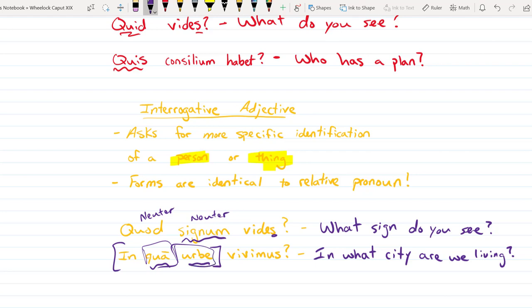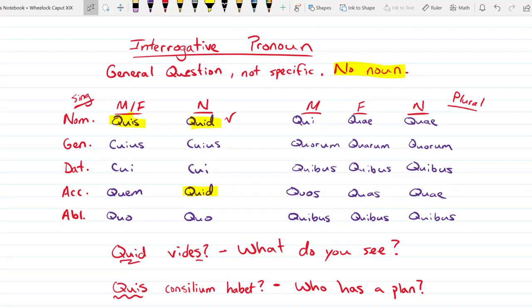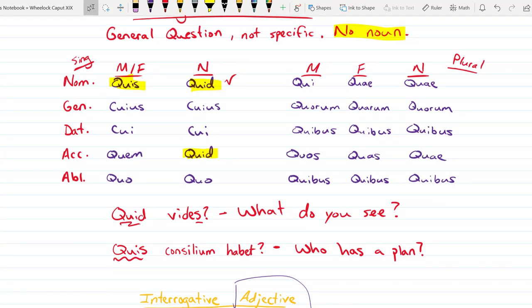Right? So really the only difference between an interrogative pronoun and an interrogative adjective is the presence of a noun when we're talking about an interrogative adjective. It's going to take some time and practice to understand the difference between the two, but it's really not that complicated. Just knowing that you need to translate both of them as who, what, or which, and just be on the lookout for a noun if it's an interrogative adjective.